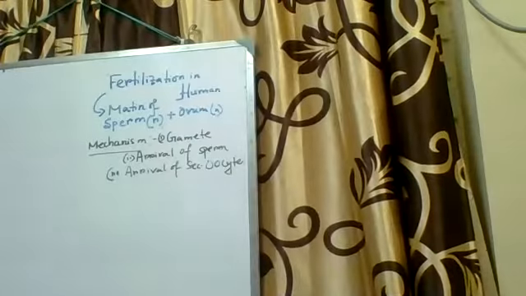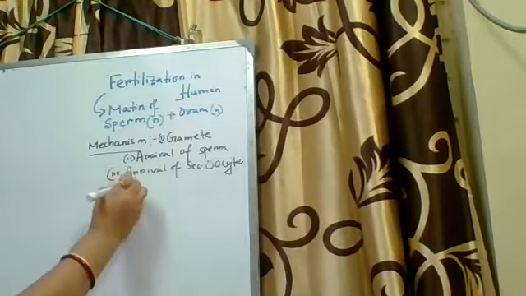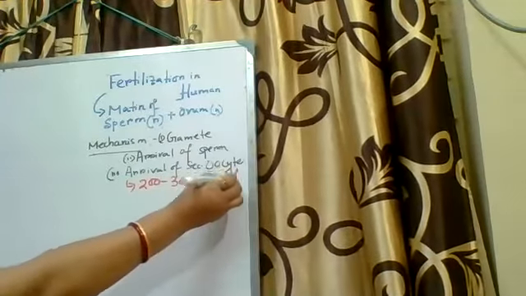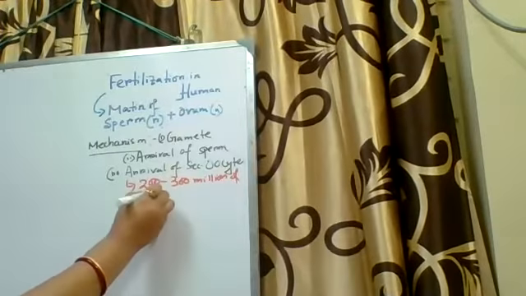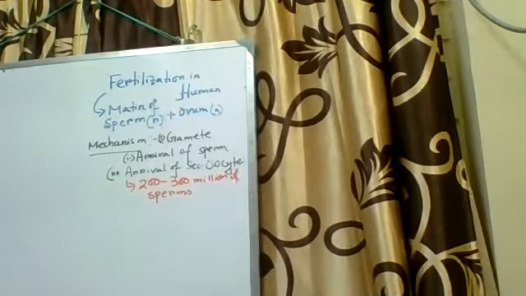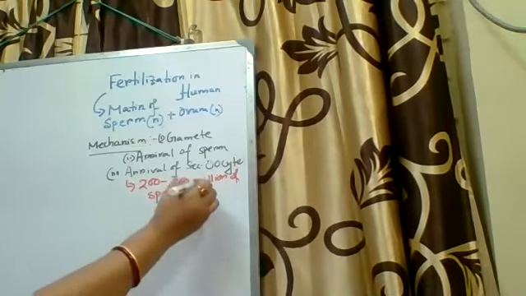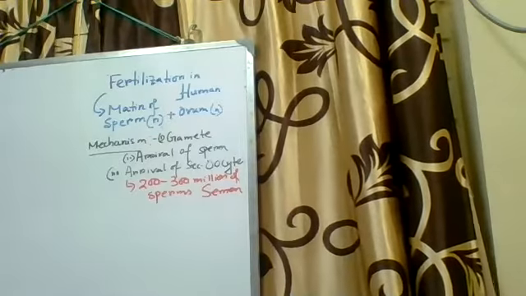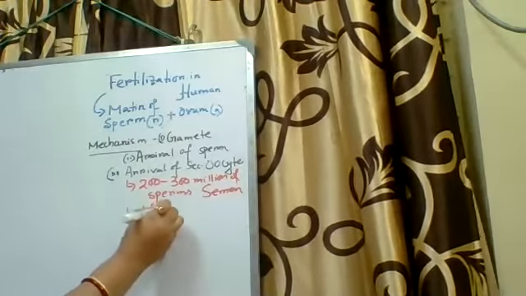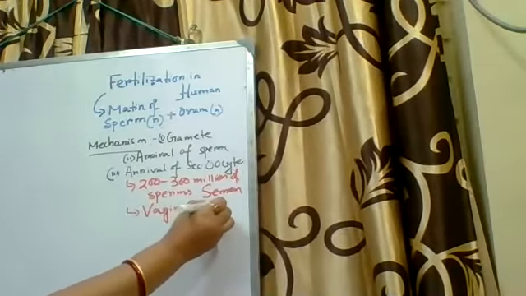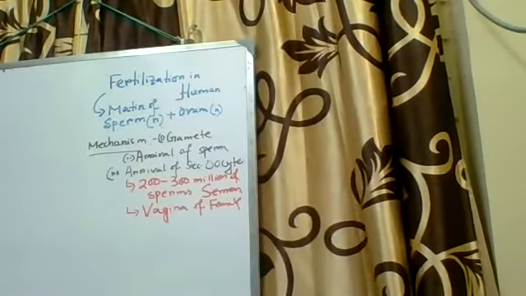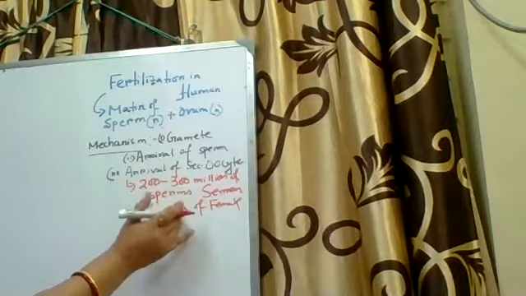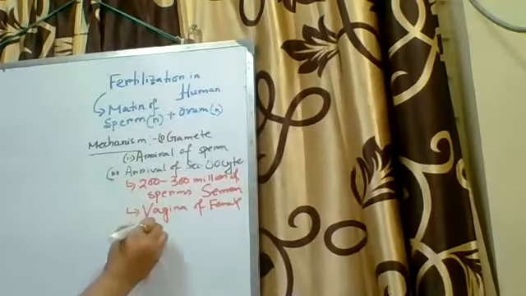So we know during intercourse about 200 to 300 million sperms are discharged with semen, right? And they are released in the vagina of the female body. That release of the sperm is called insemination. Please remember that release of sperm in the vagina is called insemination.